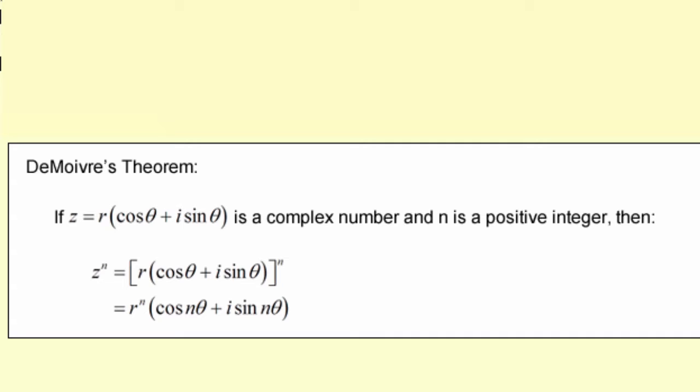De Moivre's theorem says that if you have a complex number in polar form or trig form, and n is a positive integer, then if you raise that number to a power, you can raise the whole thing to the n power, but you can also write it this way: r to the n power times cosine n theta plus i sine n theta.